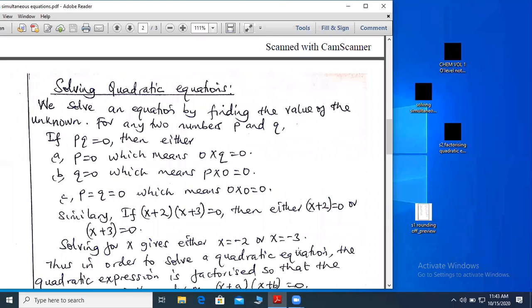Now, what are we learning from here? What we are learning is that when you solve a quadratic equation where the highest power of the unknown is 2, you should get two answers. You should get two values of x.